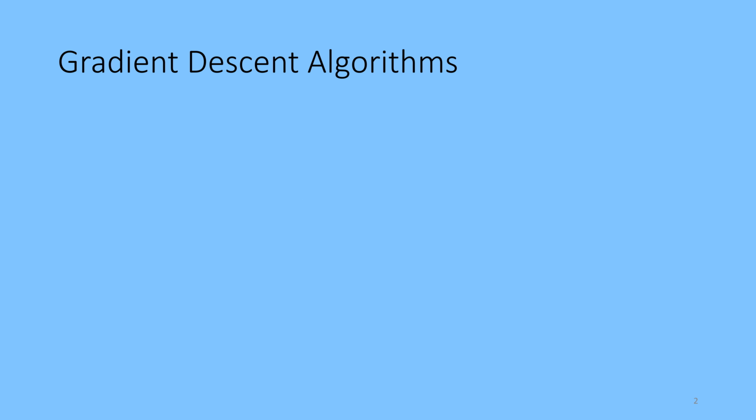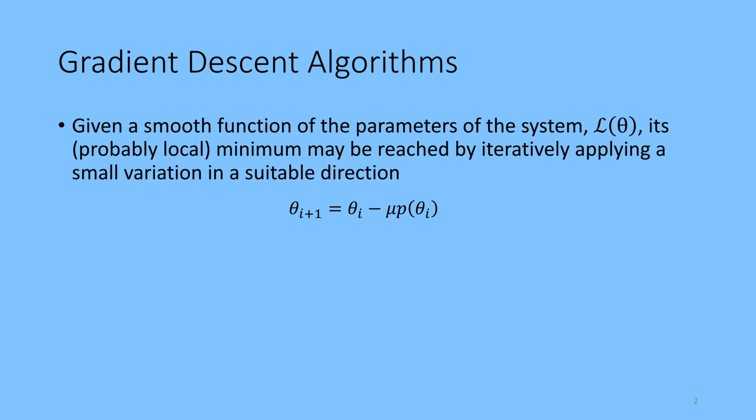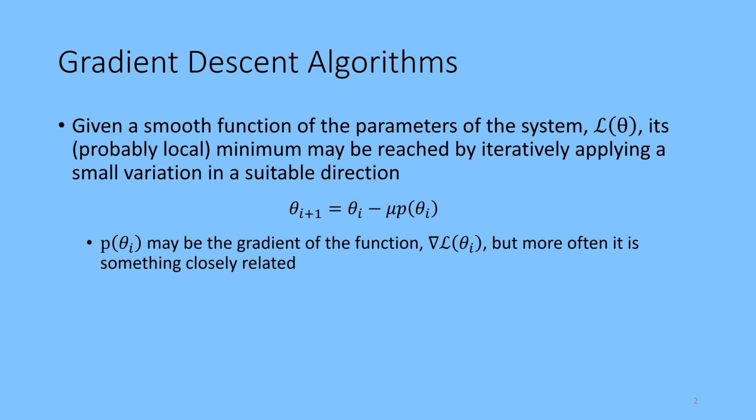The idea behind gradient descent-based algorithms is that the gradient points in the direction of maximum increase of the function. Hence, given a smooth function of the system parameters, its probably local minimum can be reached by iteratively applying a small variation in a suitable direction. The direction of variation may be the gradient of the function, but more often it is something closely related.